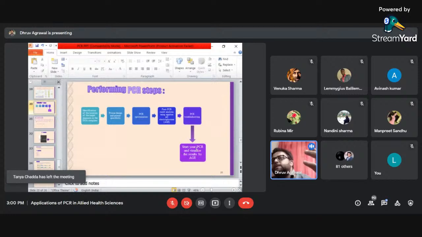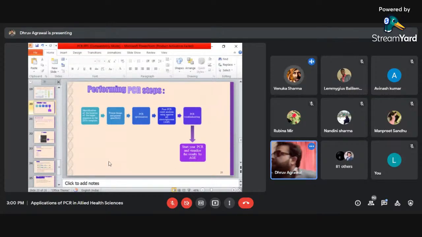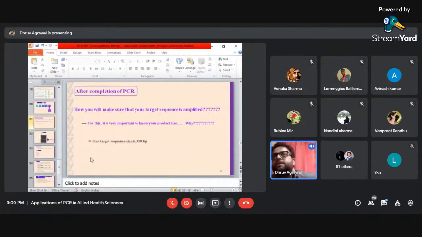And then start your PCR and visualize the results by AGE. What is AGE? Agarose gel electrophoresis. Good. Right. Agarose gel electrophoresis.